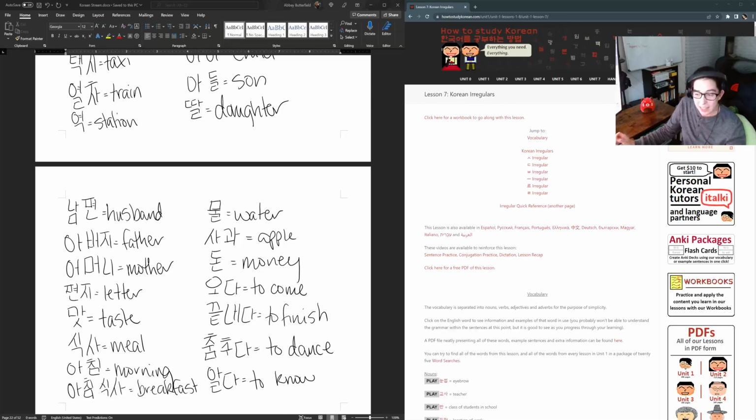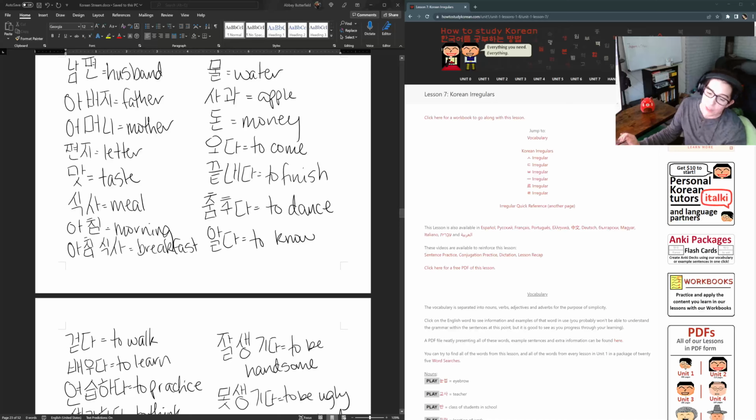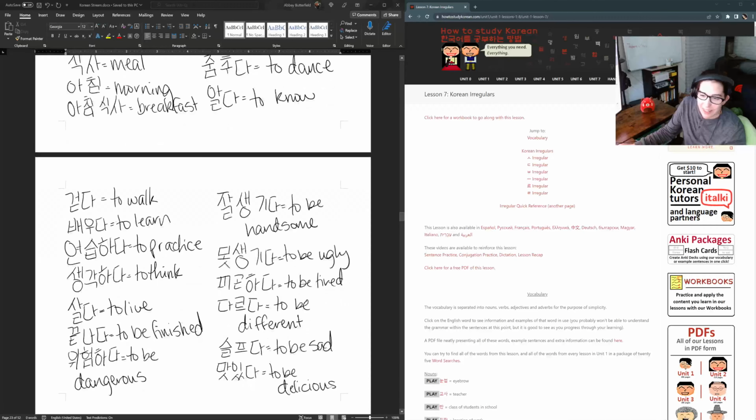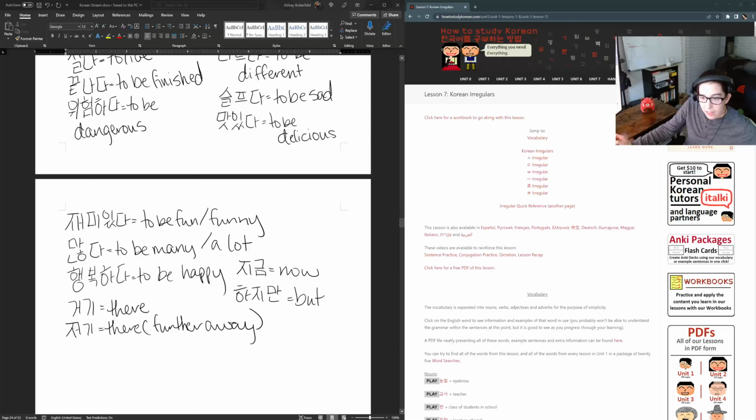춤추다, 알다, 걷다, 배우다, 연습하다, 생각하다, 살다, 위험하다, 잘생기다, 못생기다, 피곤하다, 슬프다, 맛있다, 재미있다, 많다, 행복하다, 거기, 저기, 지금, 하지만.